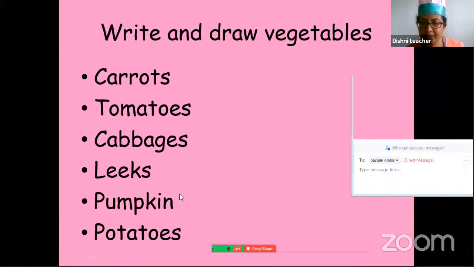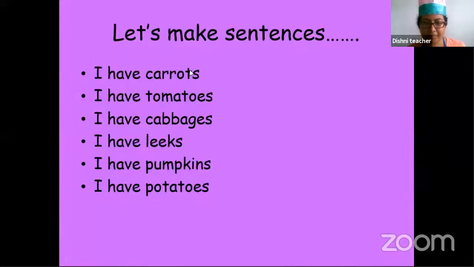Excellent. Cabbages, leeks, pumpkin. Yes, okay. Most of the students are telling me yes, they've done their work. Okay, very good. Finish. Did you keep the spaces? Right. Now, let's make sentences.